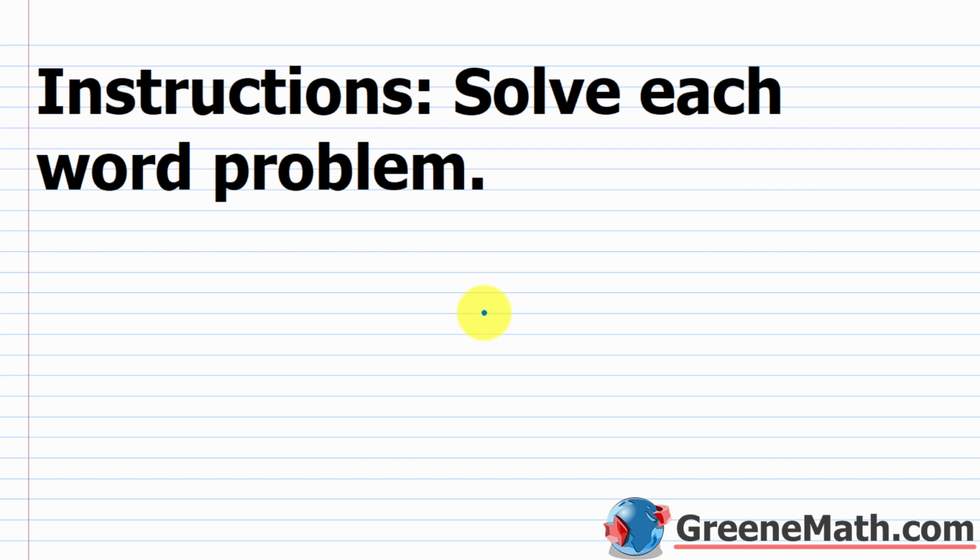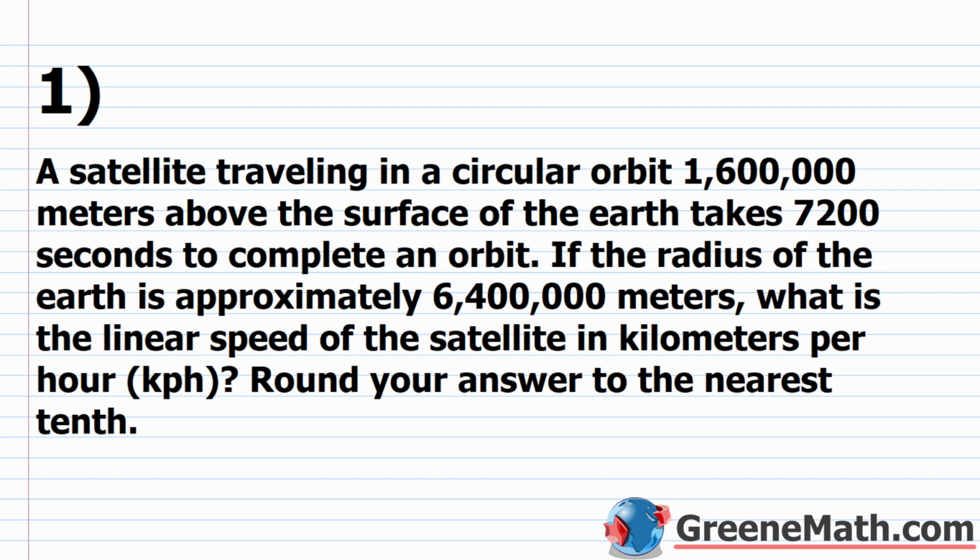All right, let's take a look at our practice test. For the instructions, we're asked to solve each word problem. For the first problem, we have that a satellite traveling in a circular orbit 1,600,000 meters above the surface of the Earth takes 7,200 seconds to complete an orbit.